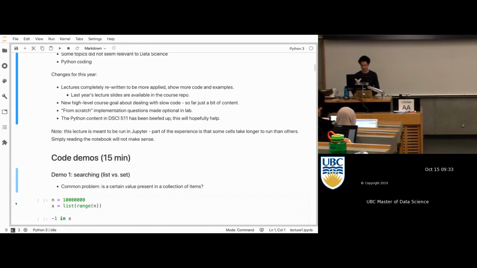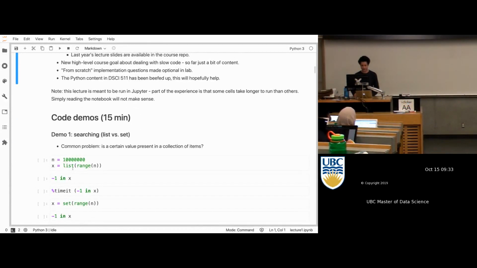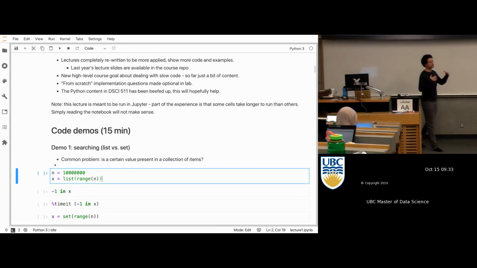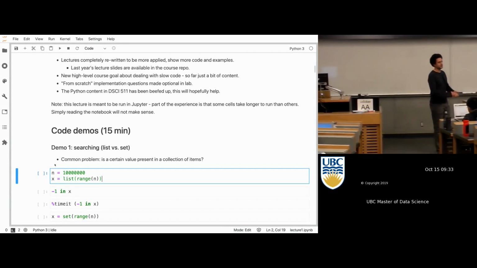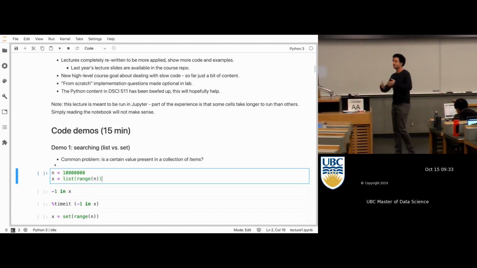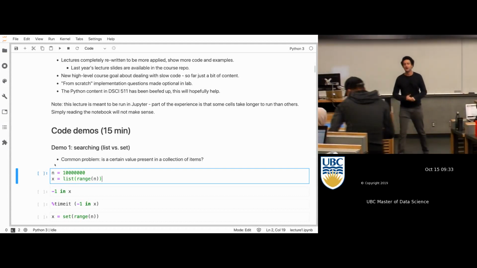Okay, let's launch into it. So here's a common thing that you might want to do. You have a bunch of stuff, in this case just integers, but it could be anything, and you want to know, is a certain item in there or not?